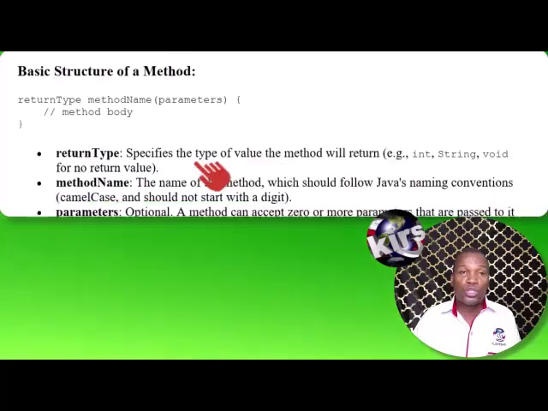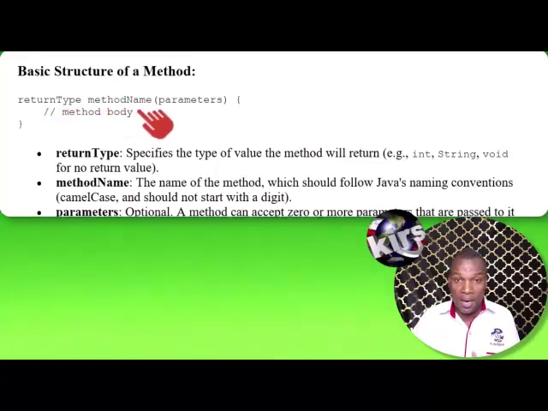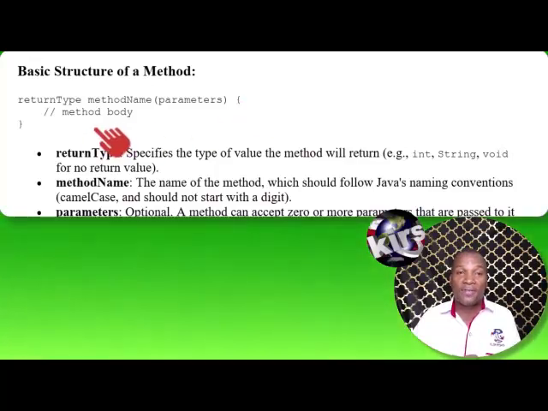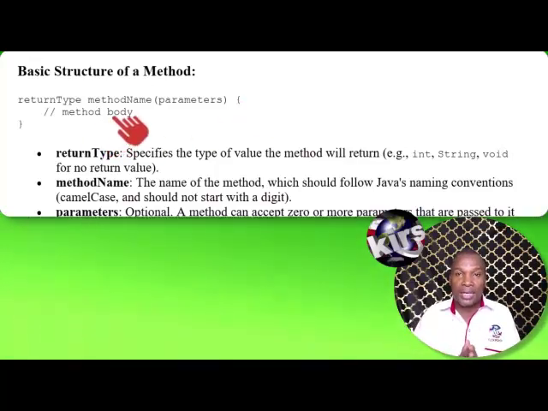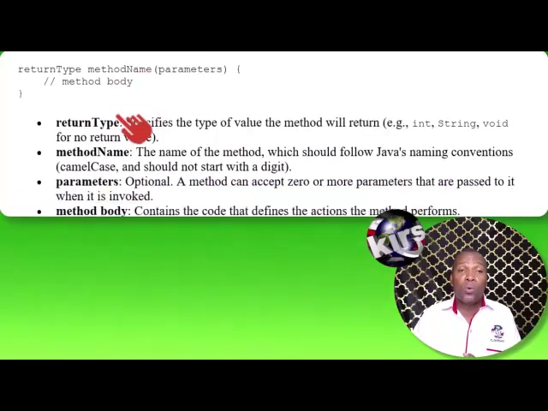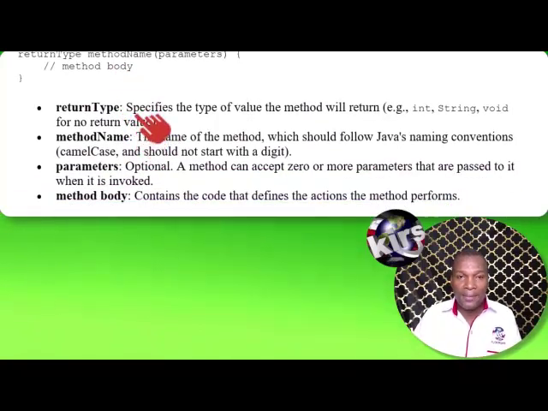But before we go to those types, I will again remind you of the basic structure of a method. Any method is always characterized by having a return type, method name, and parameters. Then, of course, for the syntax, we have the method body after you introduce the curly brackets. What do we mean by return type? Return type specifies the type of value the method will return. It could be integer, it could be string, it could be void for no return value, especially for the case of the main method.